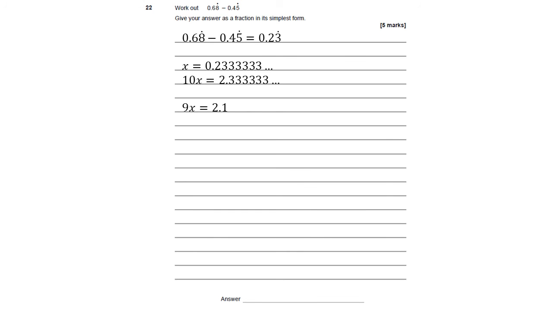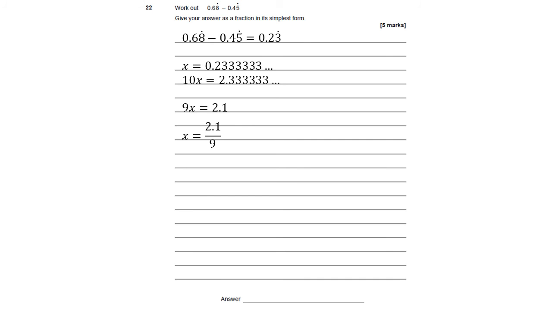And if we subtract the right-hand side, 2.3 recurring, we've got 2 take away 0 in the units column, so 2. In the tenths, we've got 3 take away 2, which is 1. Then all of the other columns, we've got 3 take away 3. They're going to cancel out, so we get that 9x is equal to 2.1. Hence, x is equal to 2.1 over 9.